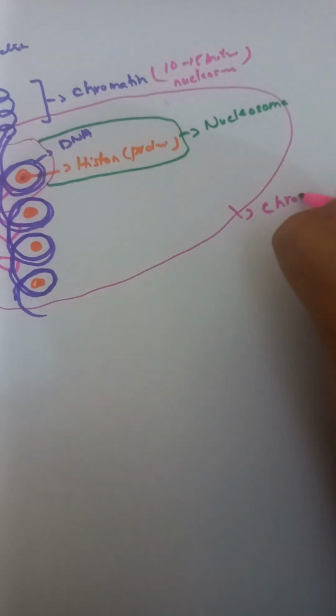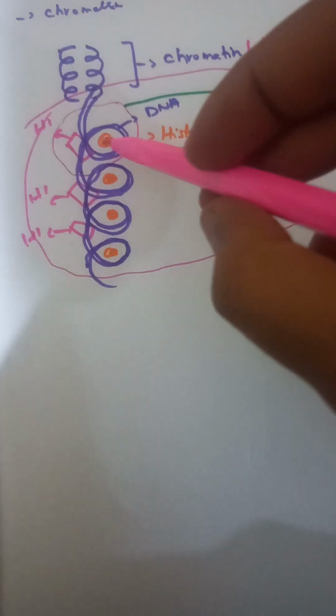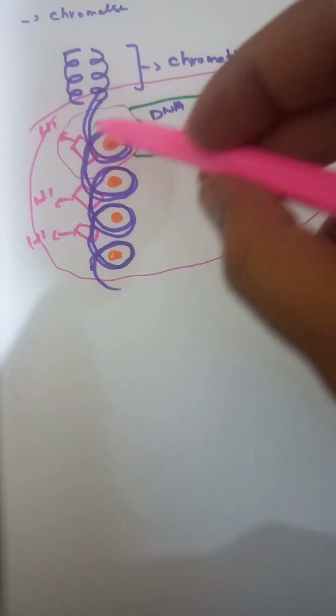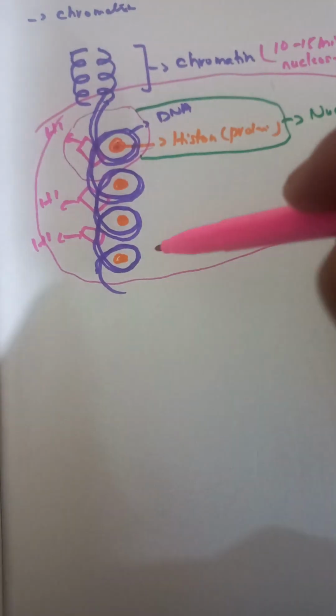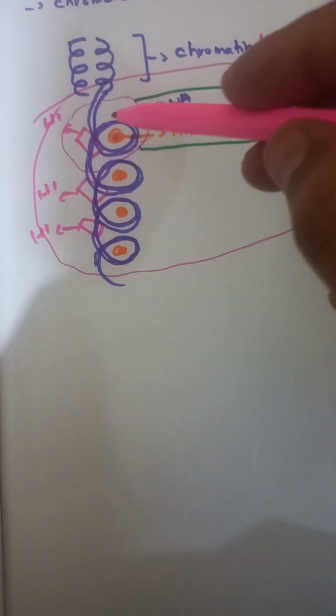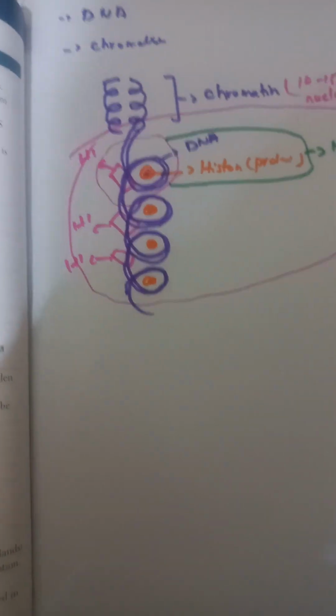Okay, so now everyone must understand what a chromatin is. Histone protein, DNA loops twice around it, and it is attached to the other DNA by this H1 protein, and now this whole forms like this. Now let's zoom in.